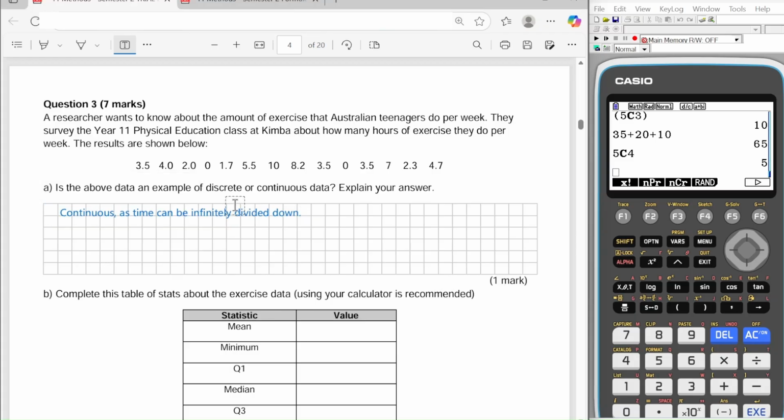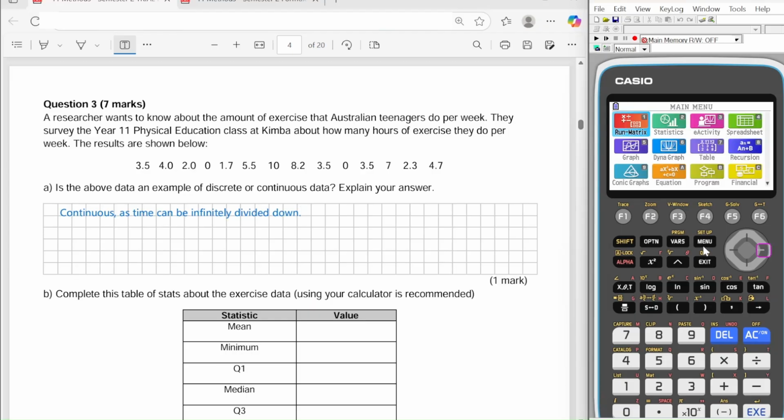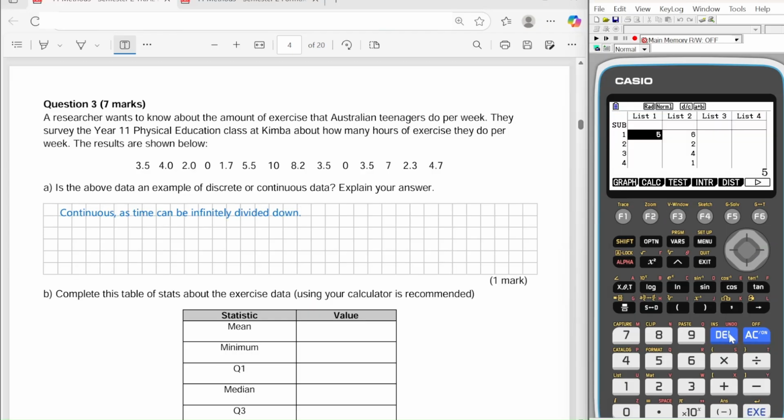Now we want to complete this table. So we need to go into our stats menu. We just delete out any old data that we had in our calculator, and we're going to pop in all of our data just to the one really big list. All right, so I've just entered the data there.